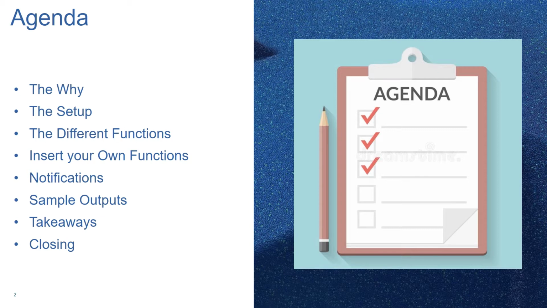There's a lot of them. I won't go over every single one, but I'll go over the main ones that are pretty common in most environments. And we'll go through what it takes to insert your own function. Then a little bit about the notifications on what the script is going to do to tell you what it did, and keep a little log of that. We'll go through some sample outputs of what the notifications look like, and then we'll go over some takeaways and closing. So let's get started here.